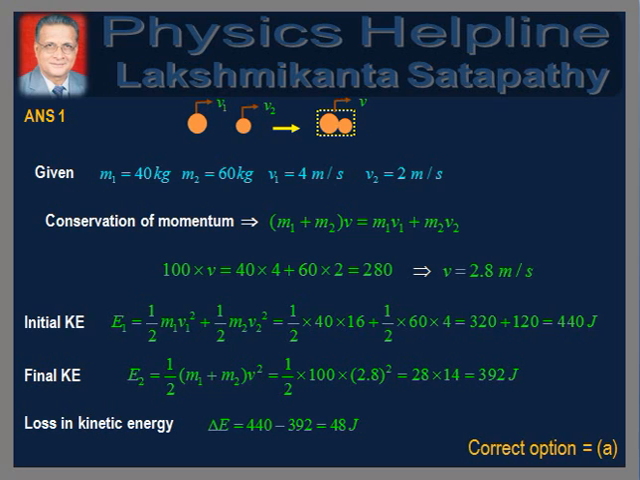Therefore, loss in kinetic energy is equal to 440 minus 392, which is equal to 48 joules. Therefore, the correct option is A, which is the answer to question 1.